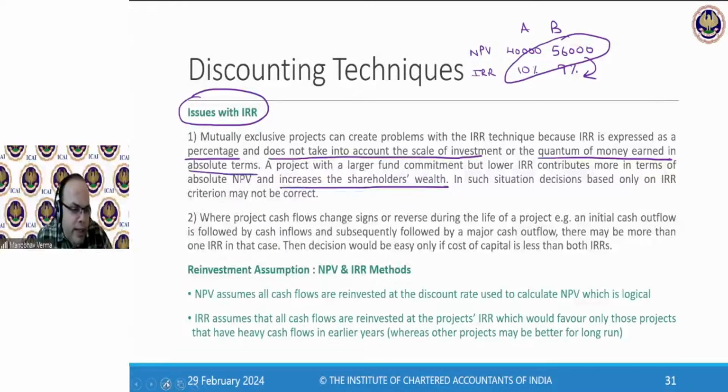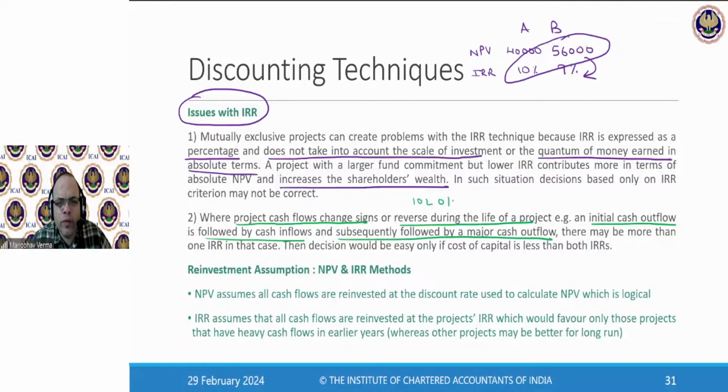Now, the second point here says where the project cash flows change signs or reverse during the life. That means there is an initial cash outflow, then there are some inflows, and then let's say around the fourth or fifth year, you will have another cash outflow. Let's say a particular project has 10 lakhs as an outflow initially, and then after 3 years.